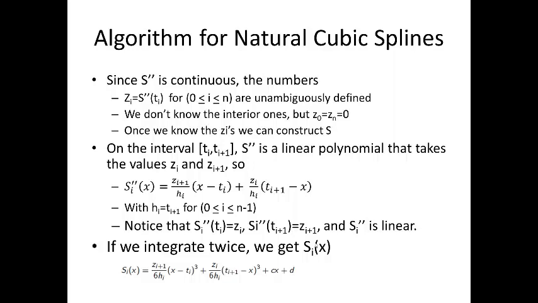So we can give S sub i double prime of x the following form, with h sub i equal to t sub i plus 1 minus t sub i. Notice that S sub i double prime at t sub i is equal to Z sub i, and S sub i double prime at t sub i plus 1 is equal to Z sub i plus 1, and S sub i double prime is linear. If we integrate twice, we get S sub i of x.